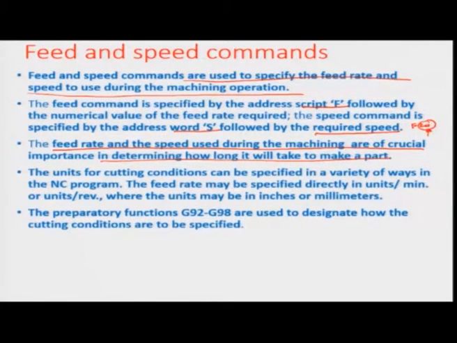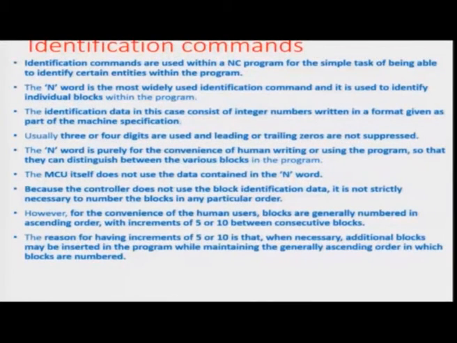Units of cutting conditions can be specified in a variety of ways in the NC program. Feed rate may be specified directly in units per minute or units per revolution, where units may be in inches or millimeters. Preparatory functions 92 to 98 are used to designate how the cutting conditions are to be specified. So, this kind of gives you an idea of how you prepare the axis before starting the machining operations.